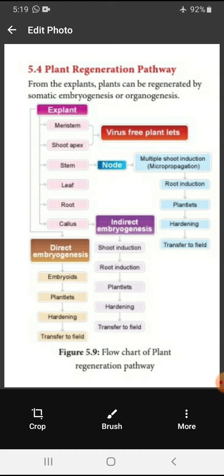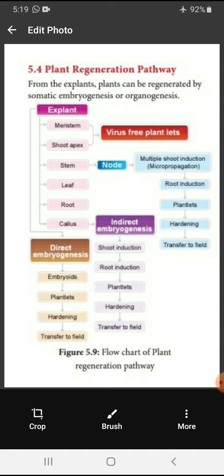Whereas in the indirect method, the explant we are going to use may be stem, leaf, root or meristem, whatever it may be. So we are going to discuss organ culture, meristem culture, protoplast culture, and cell culture. This is the first one: meristem, shoot apex, stem, leaf, root. It undergoes production of callus. That callus develops into indirect embryogenesis, which is nothing but shoot induction and root induction. Then finally it produces the plantlets, undergoes hardening, then transfer to field. So this is for indirect embryogenesis.